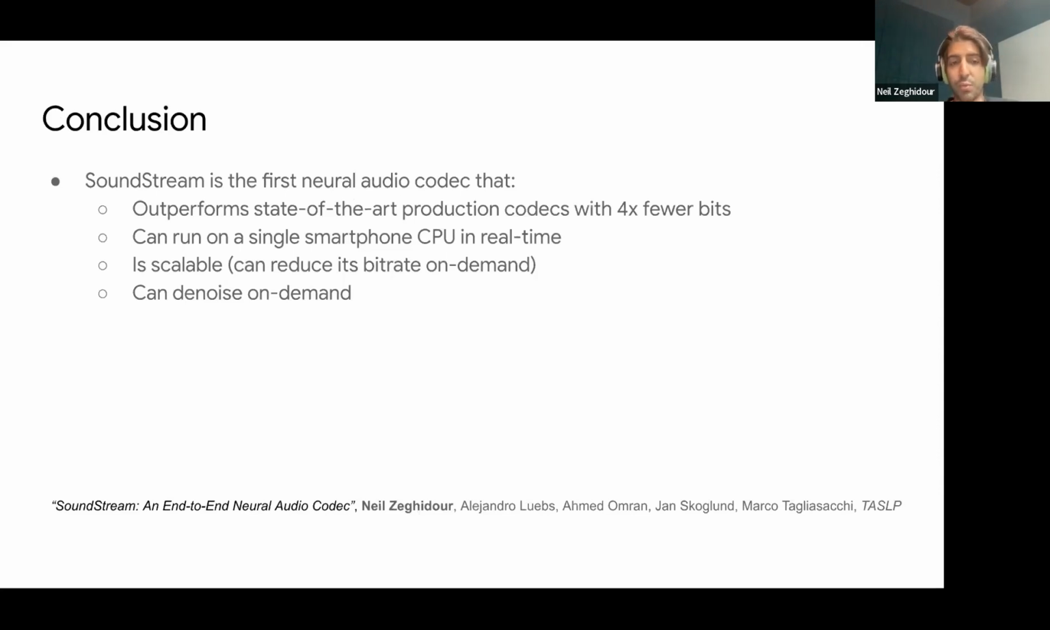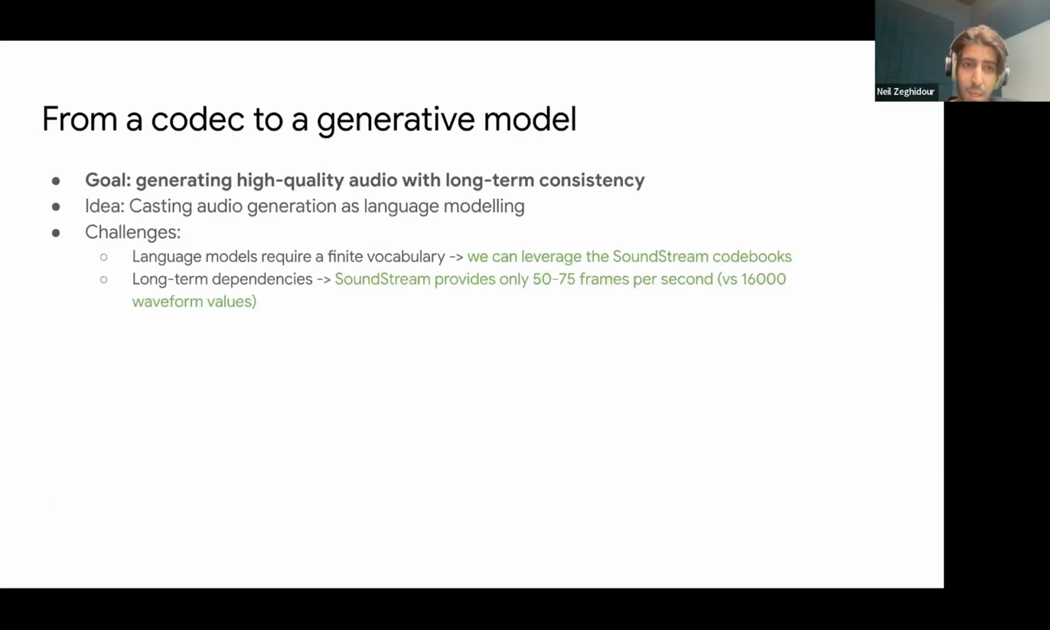But what I would like to finish with is rather a more exploratory follow-up work that was inspired by SoundStream and which is related to generative models. So basically, a goal for the audio community is to generate high-quality audio with long-term consistency. Let's say you want to be able to generate a piece of music that is coherent across like 30 seconds or a minute, or you want to generate speech that is consistent along several seconds and so on.